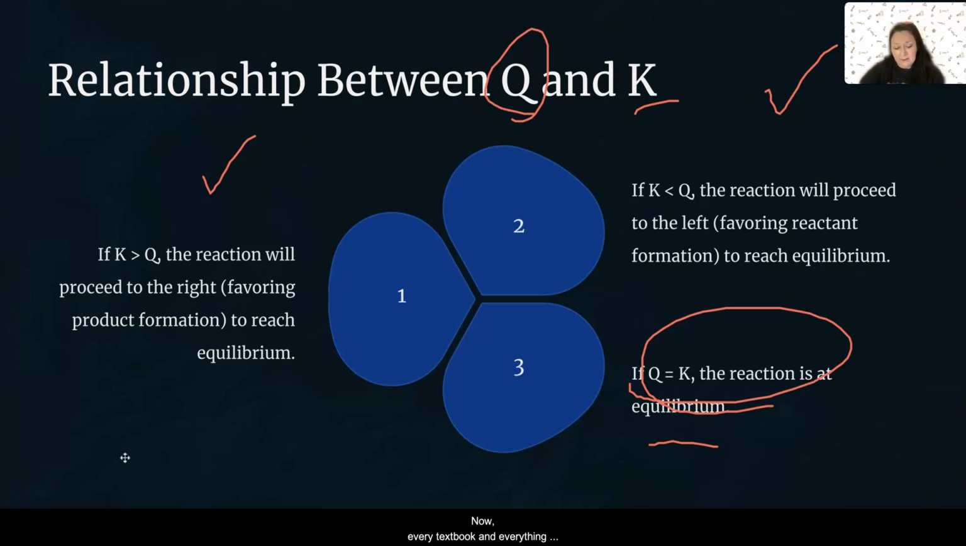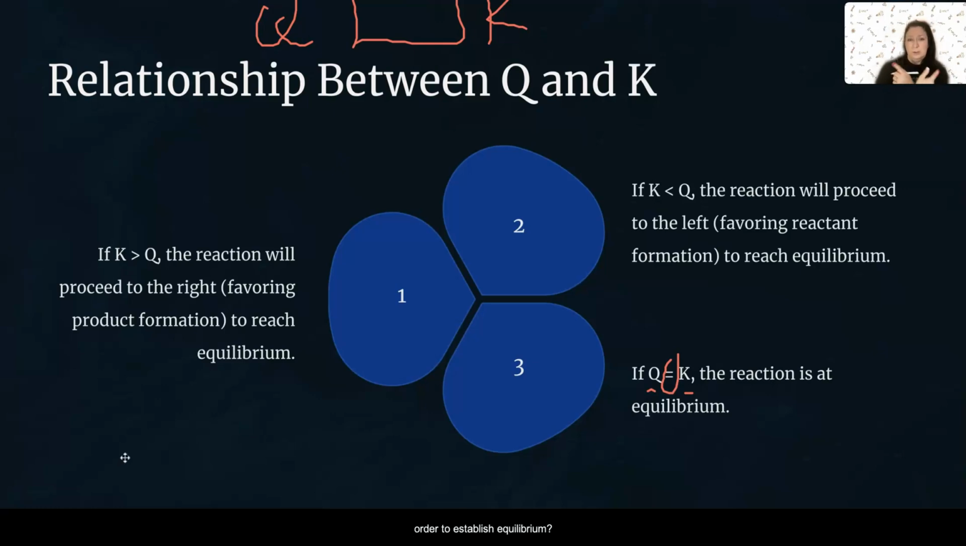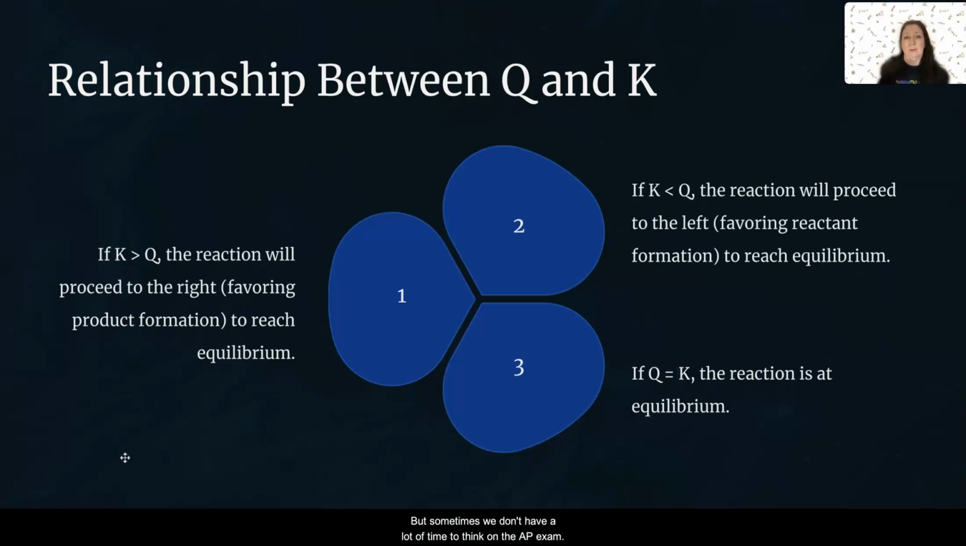Now, every textbook and everything that you are given is going to give it to you written in a way that looks like this, where it's Q and K. And then in this box, you would put some inequality, less than or greater than, or you would put an equal sign. Okay? And then you have to figure out which way it's going to shift. Is it going to go towards the reactant side or the product side in order to establish equilibrium? Well, it requires you to think, right? Which thinking is great, but sometimes we don't have a lot of time to think on the AP exam.